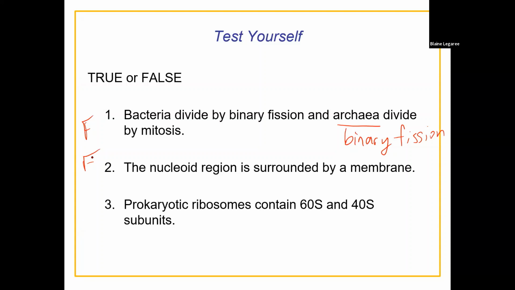Number 3, prokaryotic ribosomes contain 60S and 40S subunits. So you have to look that one up, but the answer is false, because of what the size of the subunits are.